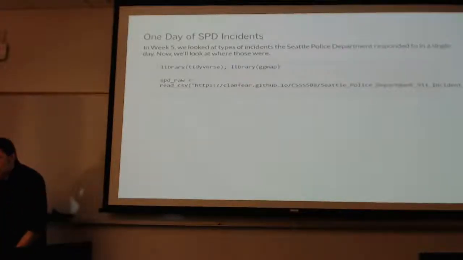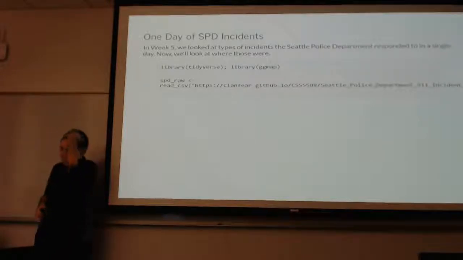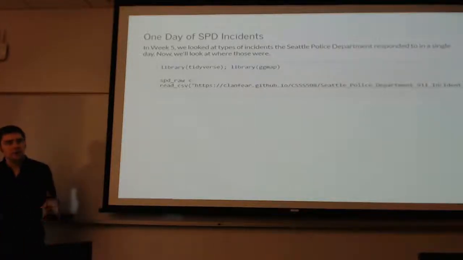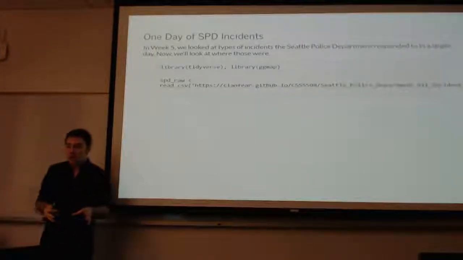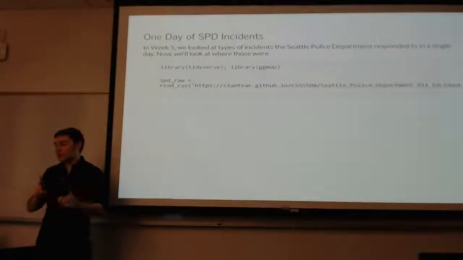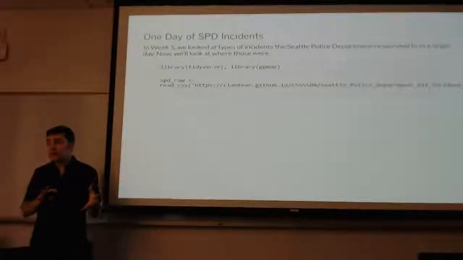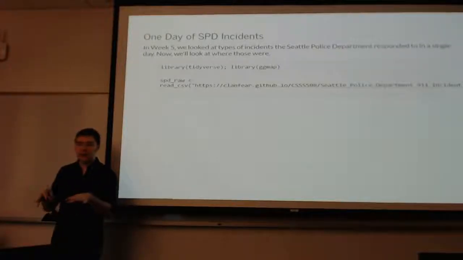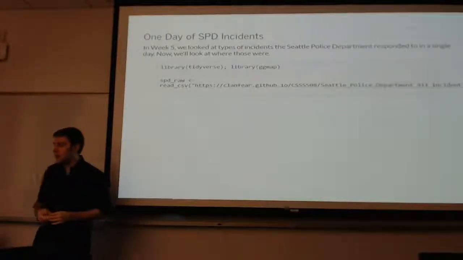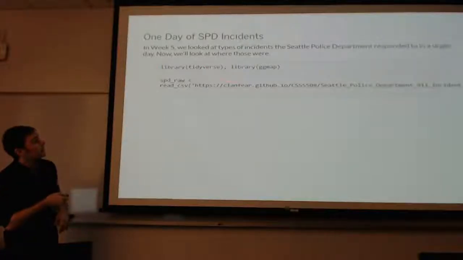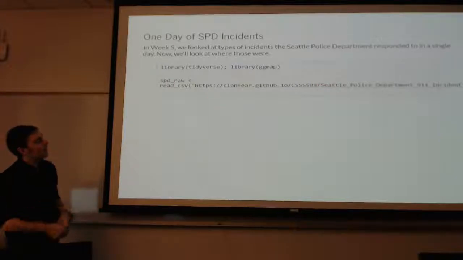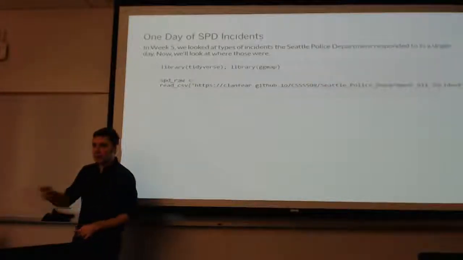back in week 5, I used some Seattle Police Department incident data. That was incidents that the Seattle Police Department responded to within a single day. So what we're going to do is map and see where those incidents occurred in Seattle. What I'm going to do here is load up the Tidyverse package and the ggmap. I'm going to read in the data straight from my GitHub, that is where the website is hosted.